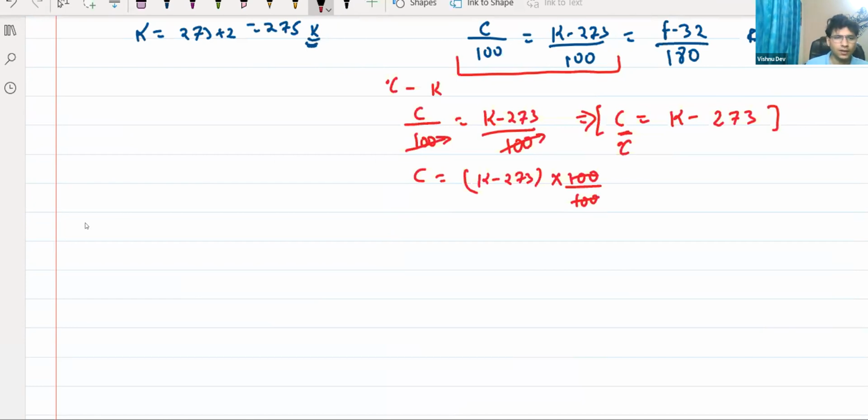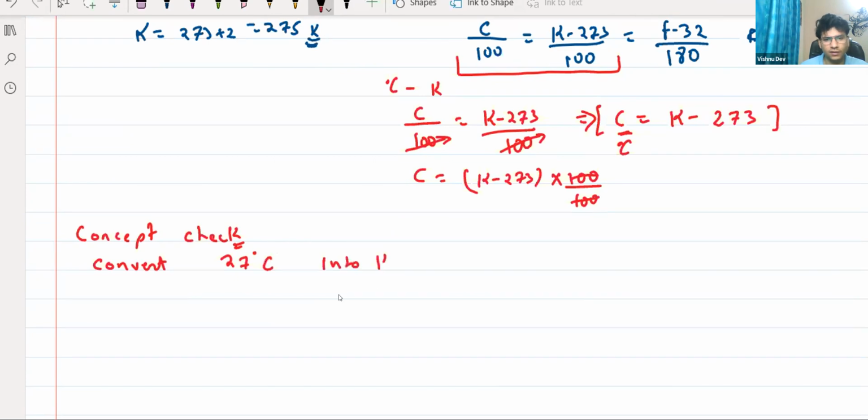So let us see one concept check. Sir, if we want to convert Celsius to Kelvin, we should use K minus 273. Let's convert 27 degree centigrade into Kelvin. Tell me, everyone. 300 Kelvin, sir. Okay. Rest, everyone else, you should message now. Everyone knows, right?